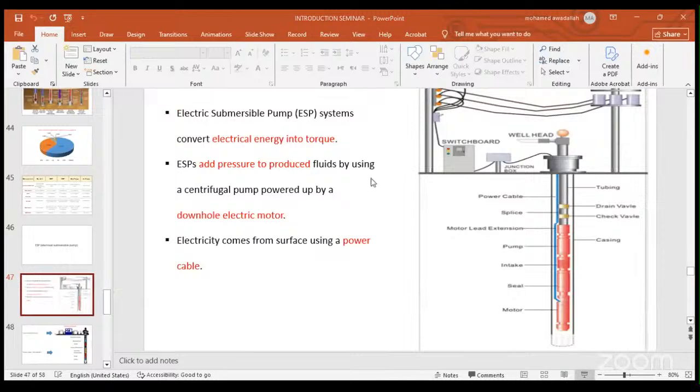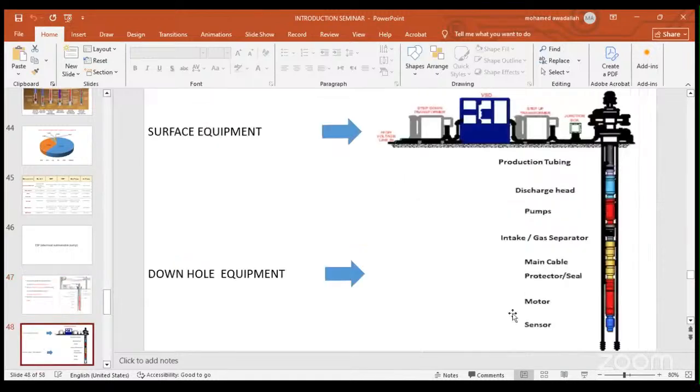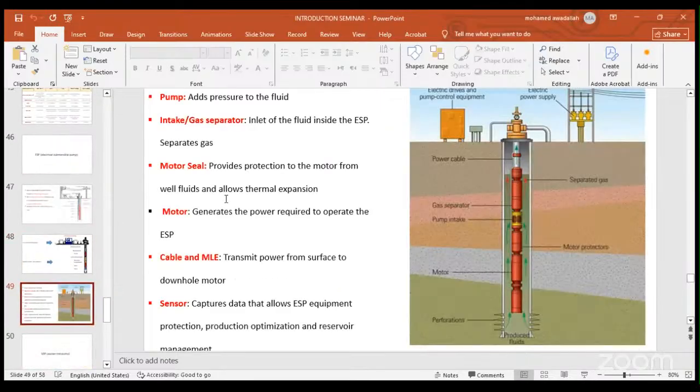If we are speaking about the ESP, as we can see here, the system components are some components on the surface, which are the VSD or the drive that operates the well, the power source, and the transformer that steps up the volt from a low value to a high value. Then we have our well, we have some tubing, and we have the ESP string at the bottom of the tubing. Starting from the bottom up, we have the sensor, motor, seal or protector, gas separator, and the pump. We will go into deep details for each one in the main course, inshallah. This slide also shows the main components of the downhole pump or the downhole string.